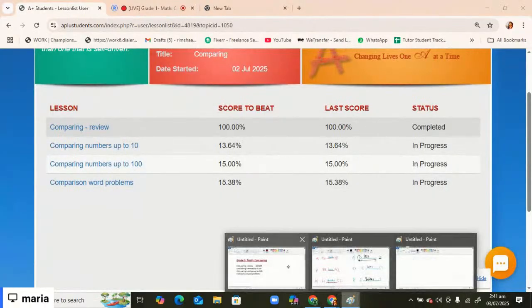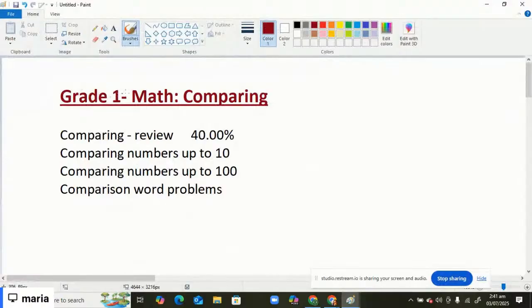So today we discussed grade 1 maths. Here is the list of the lessons: comparing review, comparing numbers up to 10, comparing numbers up to 100, and comparison word problem. You can find all the lessons on aplusstudent.com. You have to log in by using the email and the passwords that are provided by the administrator.